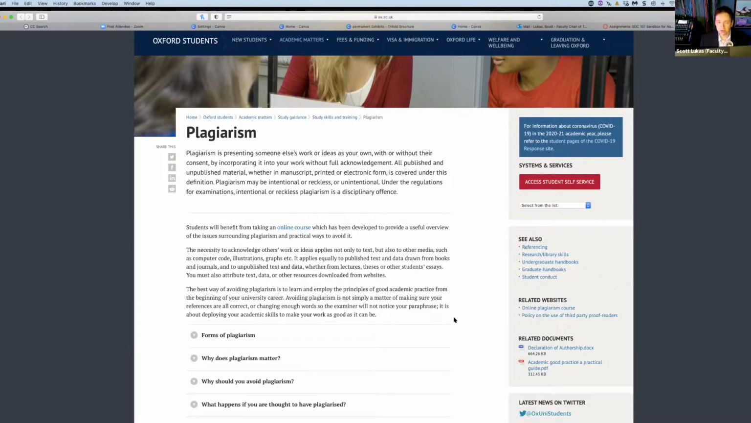But plagiarism, as we know, is presenting someone else's work or ideas as your own, with or without consent. Typically, I think it's without consent. I don't hear about a lot of people saying, you can use my words to plagiarize a paper. I think it's typically without consent. By incorporating it into your work without full acknowledgement, all published and unpublished material, whether in manuscript, printed, or electronic form, is covered under this definition.